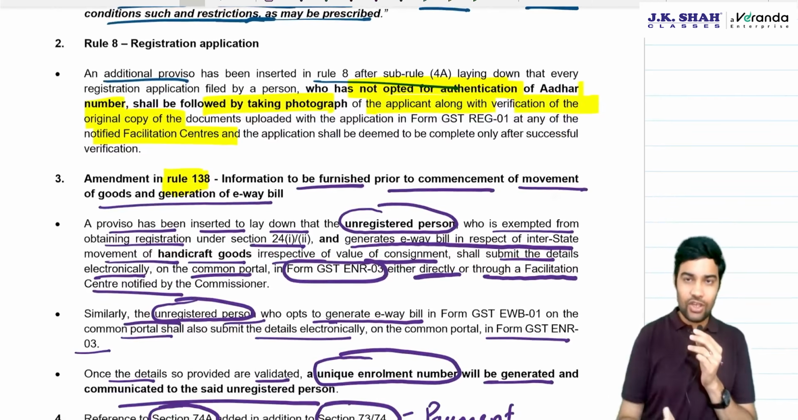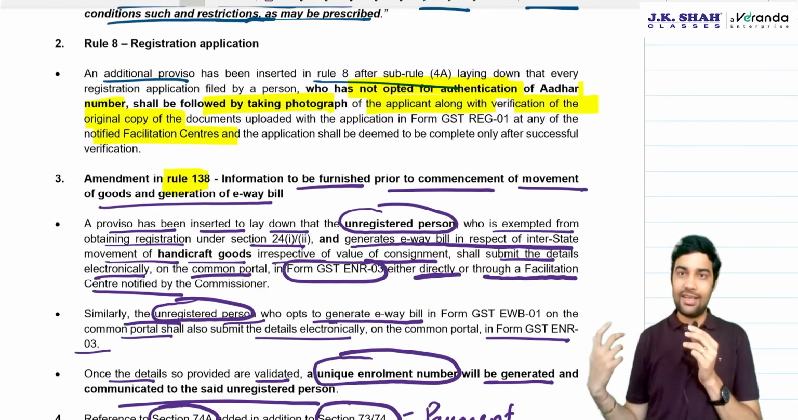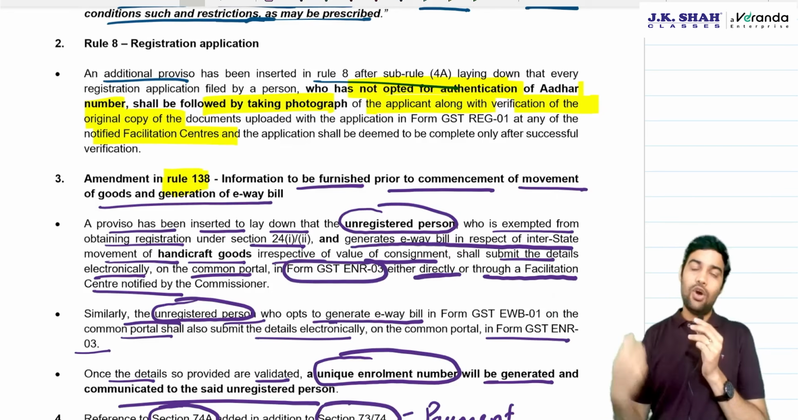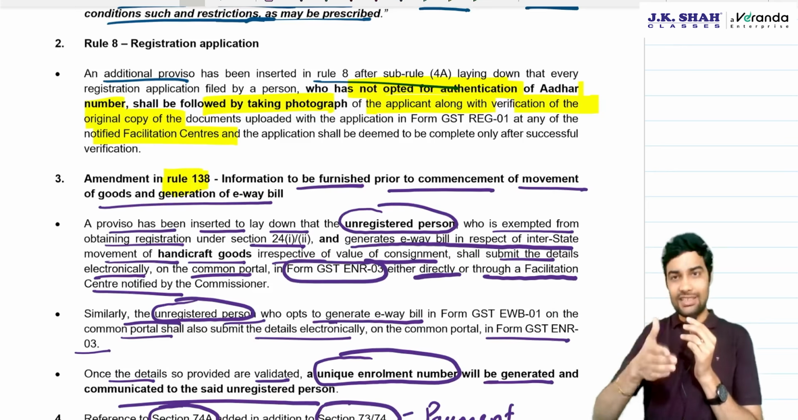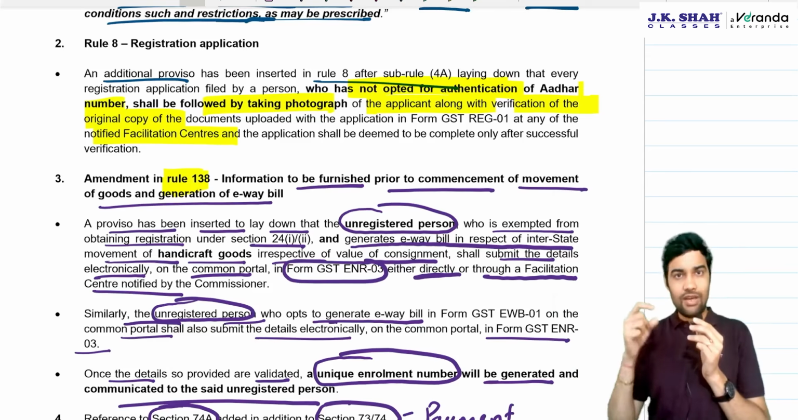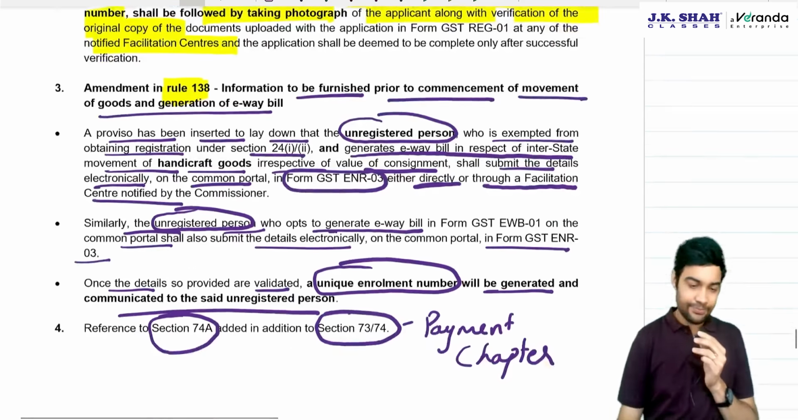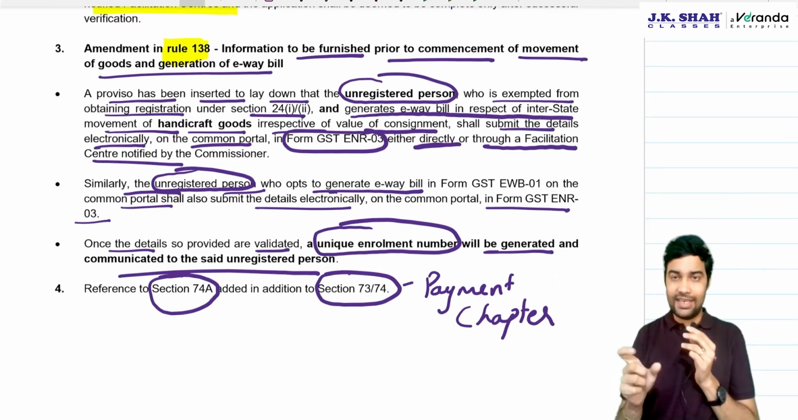Registration application: if Aadhaar is not authenticated, then it has to be followed by taking photograph. Biometric Aadhaar authentication will be done. Taking photograph will be done along with original copies of the documents to be taken to the facilitation centers, because if you have not opted for Aadhaar authentication, biometric will not happen, but photograph and documents have to be taken to a facilitation center.